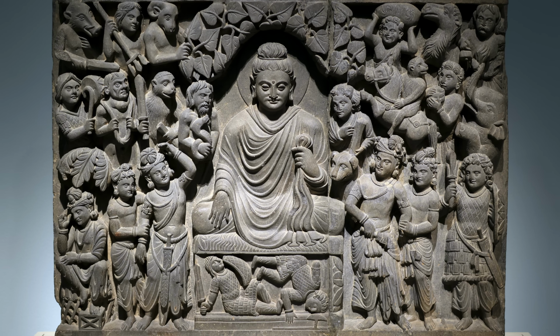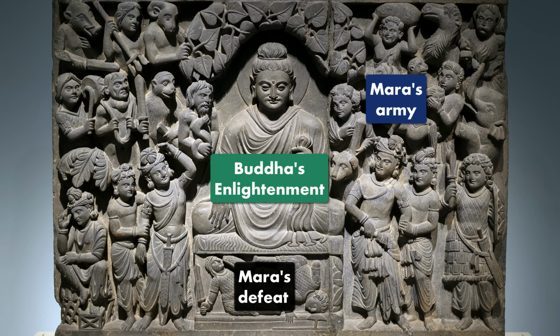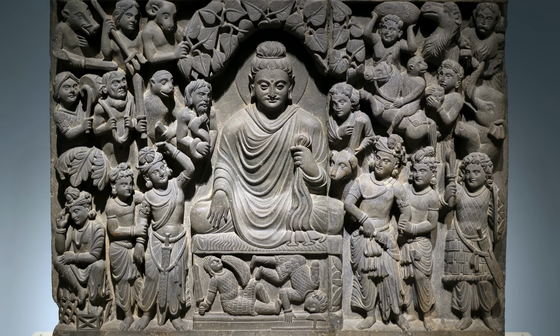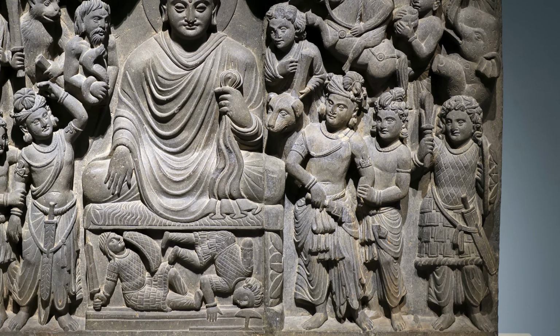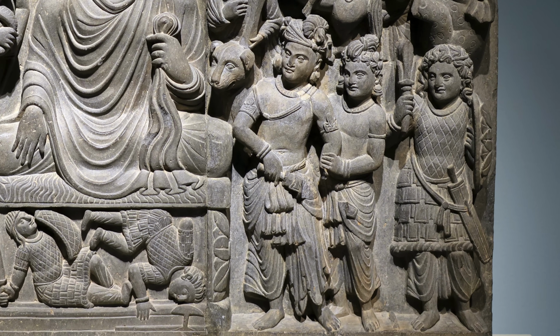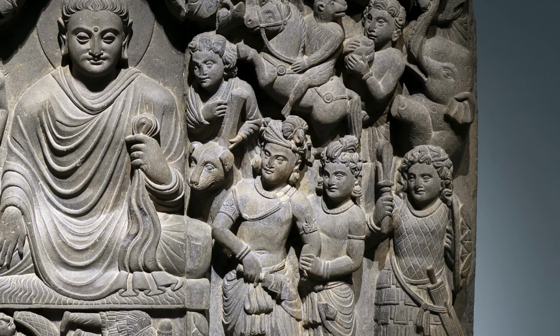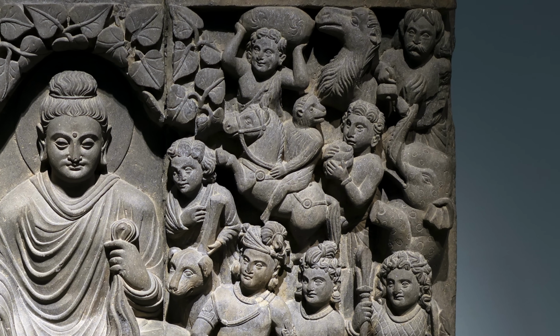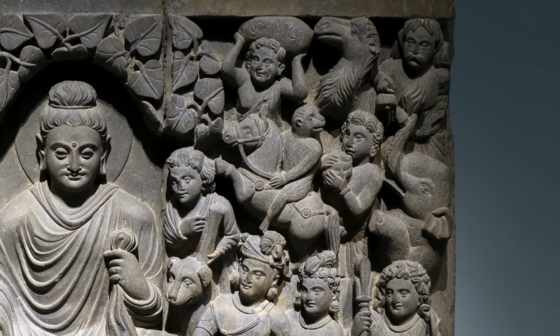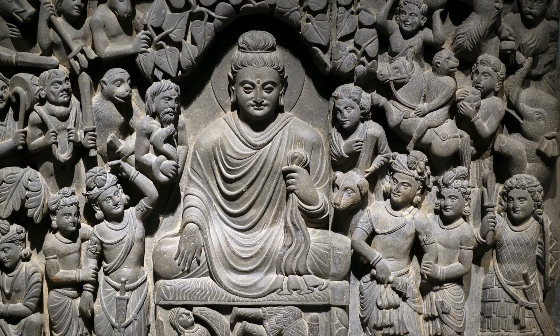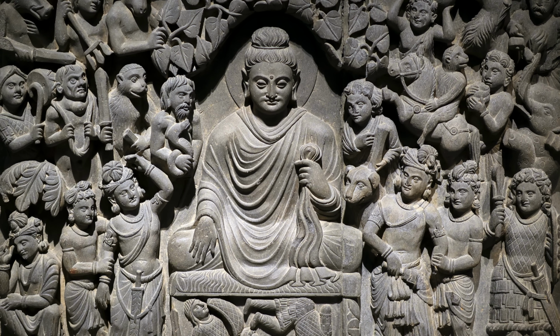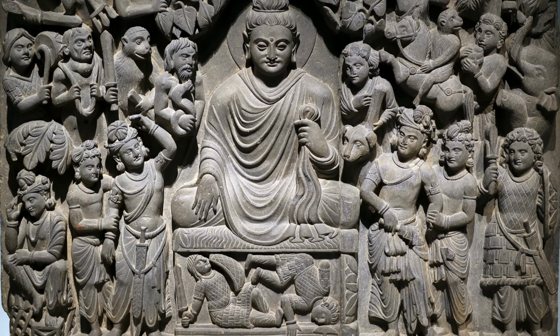The stone relief from Gandhara depicts Mara's army, his defeat, and the Buddha's enlightenment. To present the story of the Buddha's enlightenment and defeat of Mara in a clear way, the artist chose to stack one figure on top of the other around the Buddha for maximum comprehension. Buddha is the largest figure in the scene to indicate he is the main character, but Mara appears too.